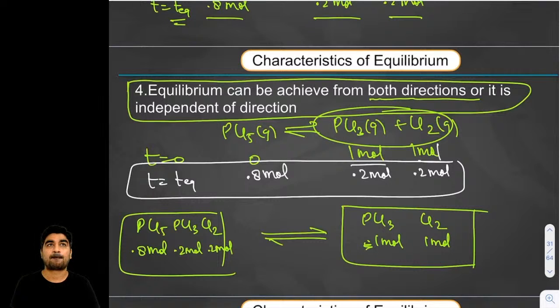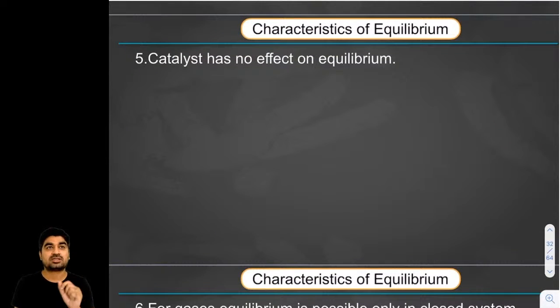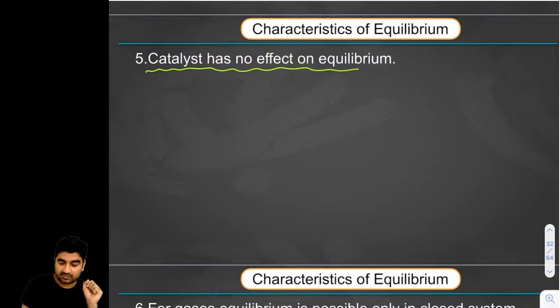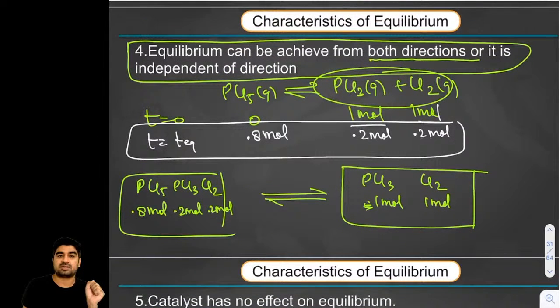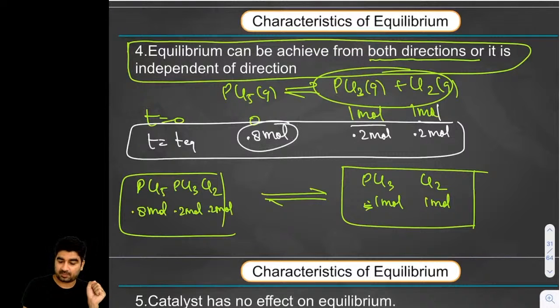Got it, guys? Any doubt? So, guys, now point number 5. Again, what is the role of a catalyst? The catalyst has no effect on the equilibrium. If you are using a catalyst, it will not affect equilibrium. How? Here, if this equilibrium is achieved and I have 0.8 mole of PCl5, 0.2 mole of PCl3, and 0.2 mole of Cl2.